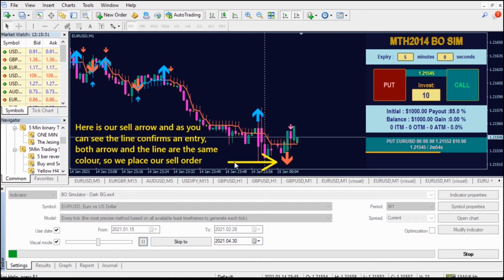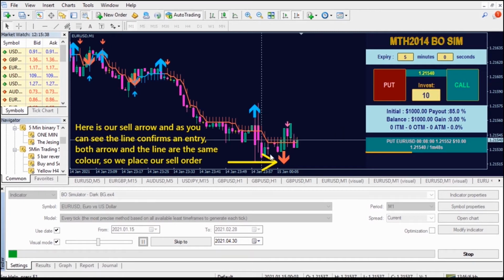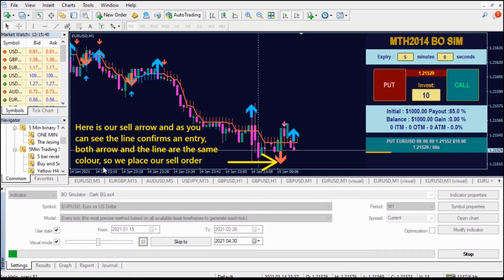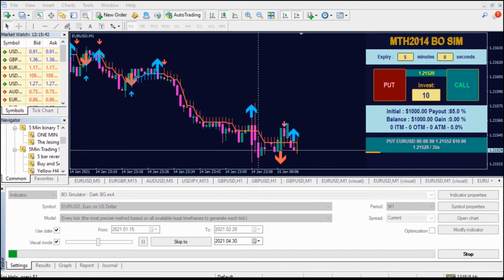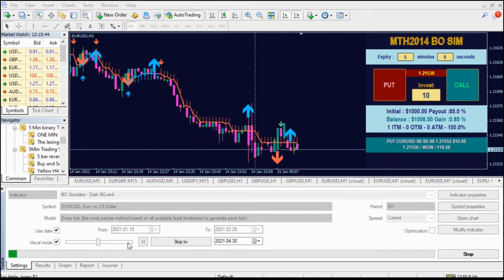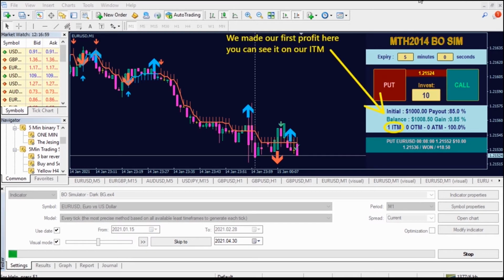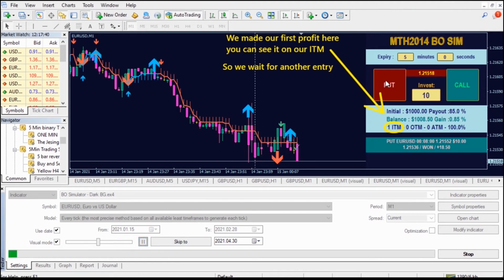Here is our sell arrow, and as you can see the line confirms an entry. Both arrow and the line are the same color, so we place our sell order. We made our first profit here, you can see it on our ITM. So we wait for another entry.